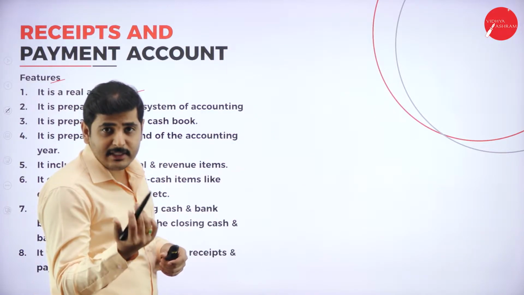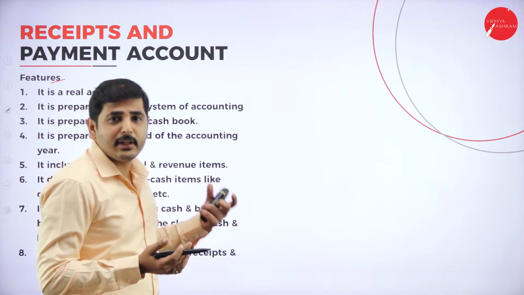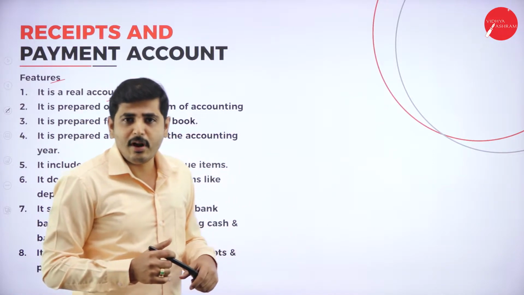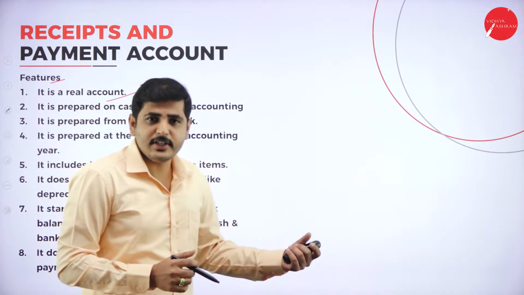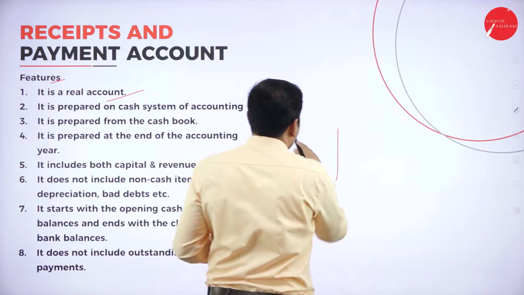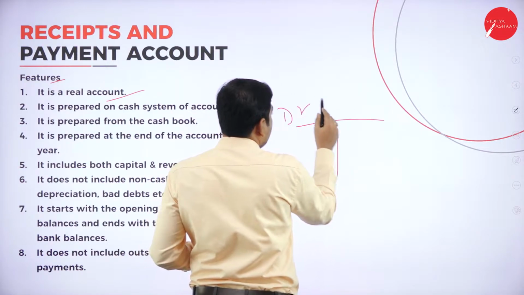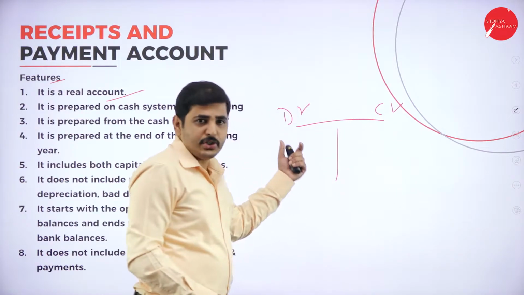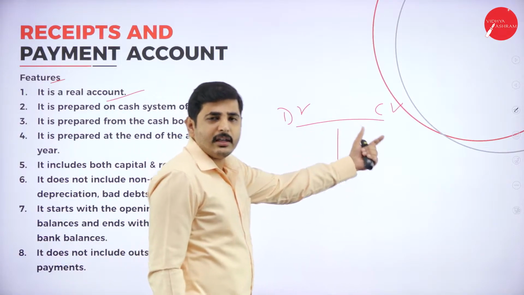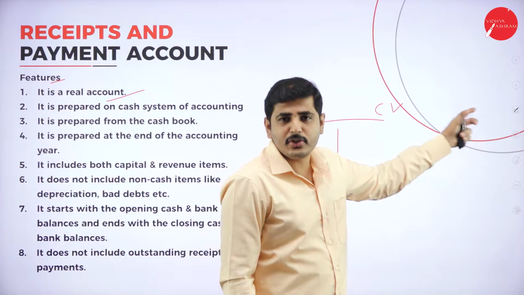Income and expenditure account is a nominal account. So what does a nominal account say, what does a real account say? According to the golden rules of accounting, real account says debit what comes in, credit what goes out. All assets come to the debit side. All cash coming into the business should go to the debit side. All cash going out of the business should go to the credit side.